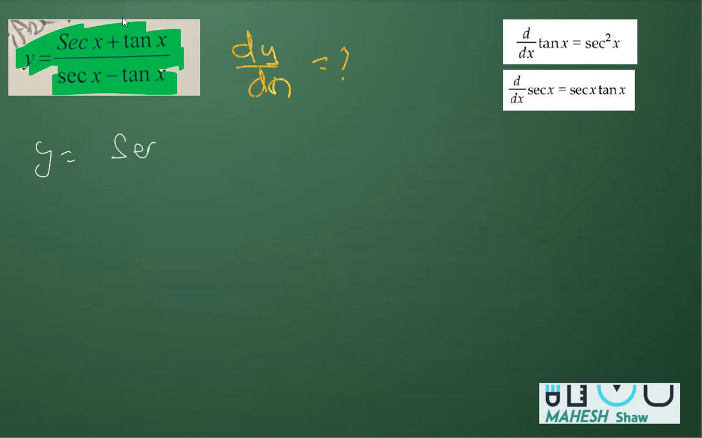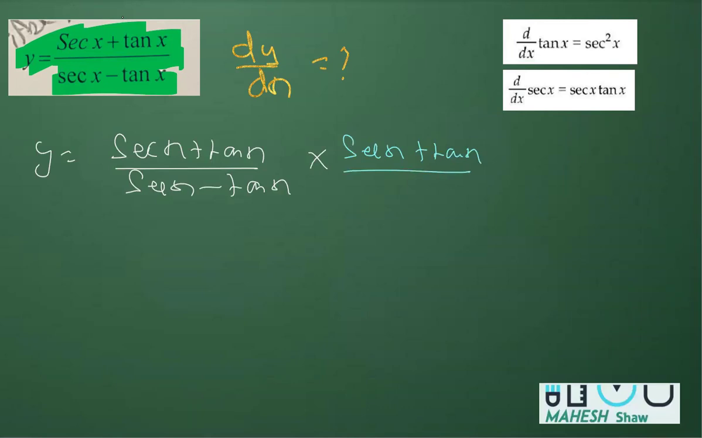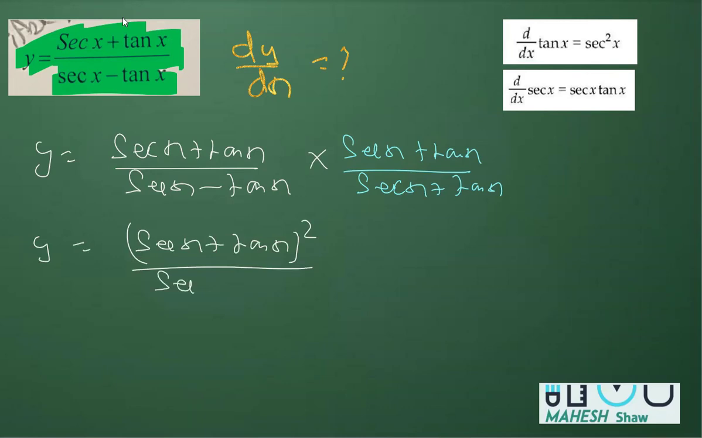Let's say we have y as (sec x plus tan x) over (sec x minus tan x). So what we can do, we can first rationalize it. For that, I'm multiplying and dividing with sec x plus tan x. This way we are getting y is equal to (sec x plus tan x) square, and below is sec square x minus tan square x.